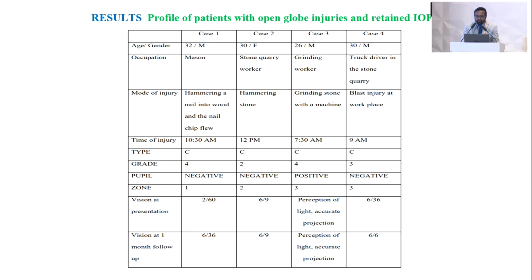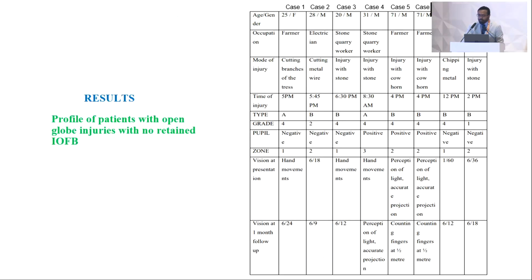The third patient was a grinding worker, with the injury occurring while grinding stone with a machine. The vision was poor, perception of light, which remained the same at 1 month follow-up. The fourth case was a truck driver who was working in a stone quarry, and the blast injury occurred at the workplace. His vision improved from 6/36 to 6/6 at 1 month follow-up.